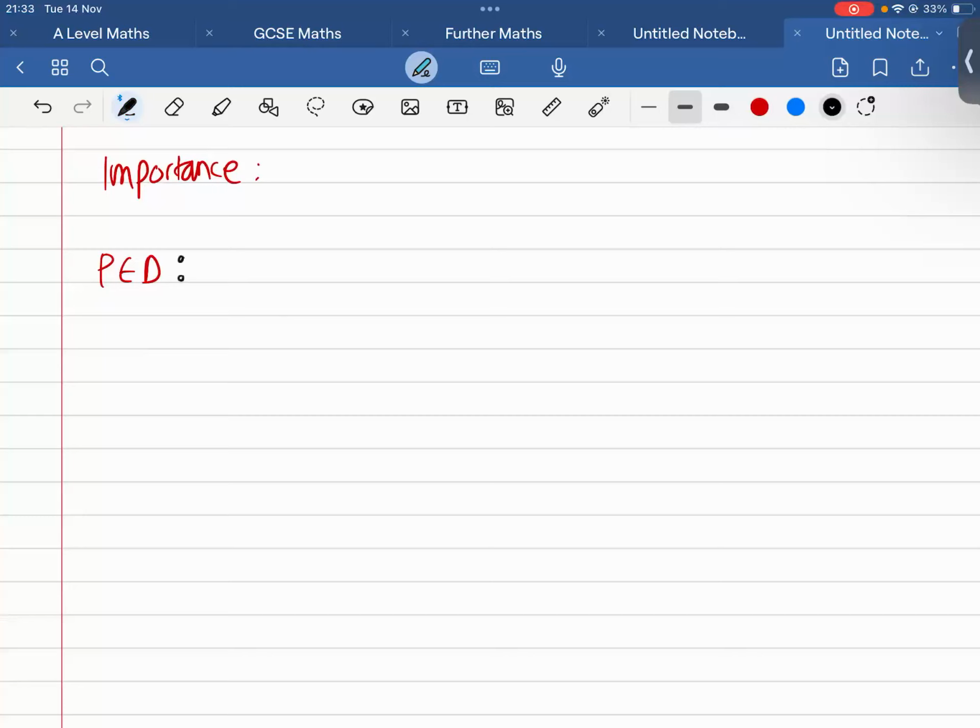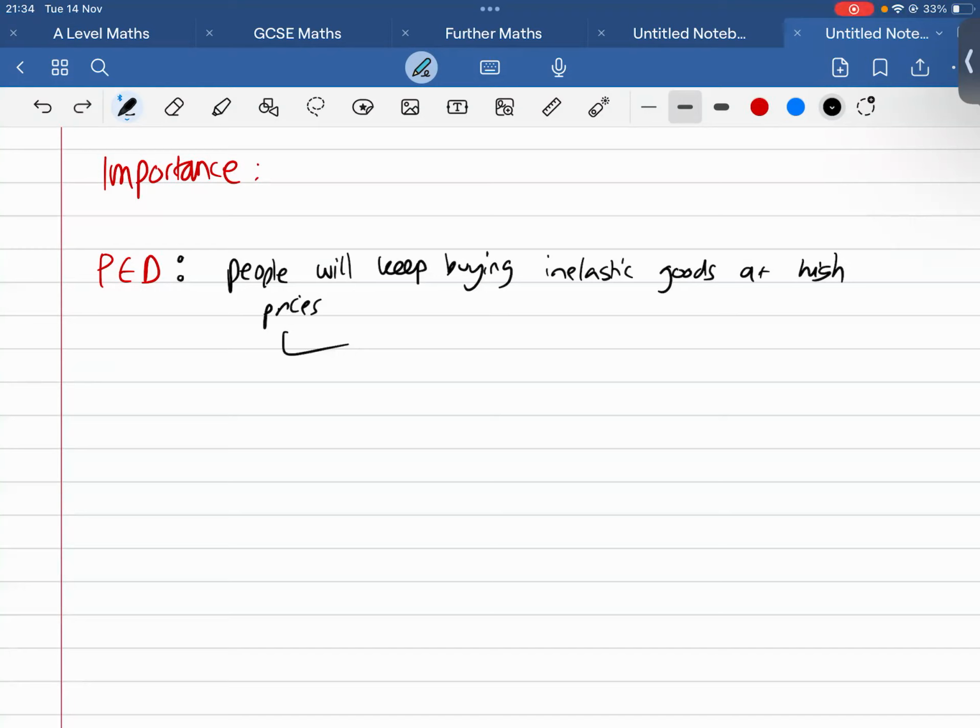When something is inelastic, what were the obvious examples of inelastic goods for PED? Would it be like petrol? Yeah. So if they know that petrol is inelastic, what are they going to do to the price? Are they going to keep it low or keep it high? Yeah, they'd keep it high, because they know that people will keep on buying inelastic goods at high prices. So first of all, it can tell customers to be careful, but it can tell firms they can exploit them.